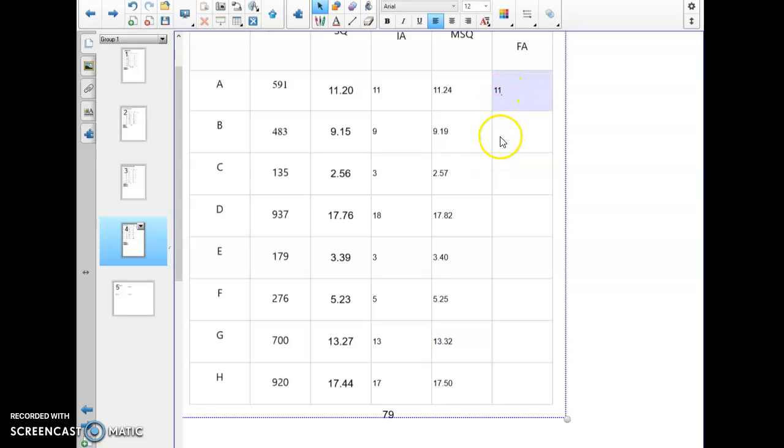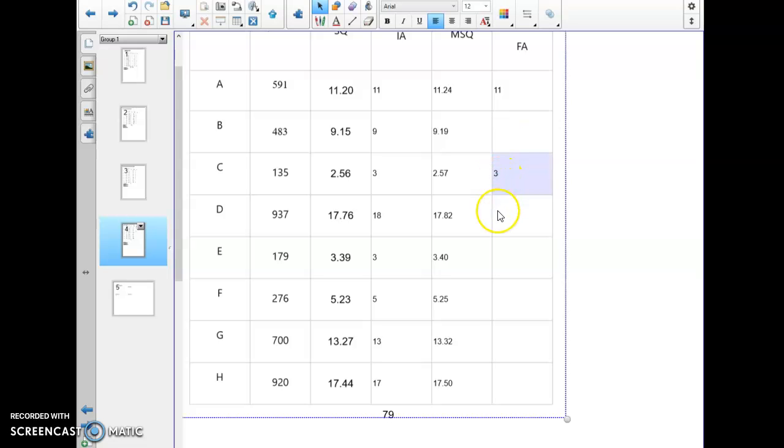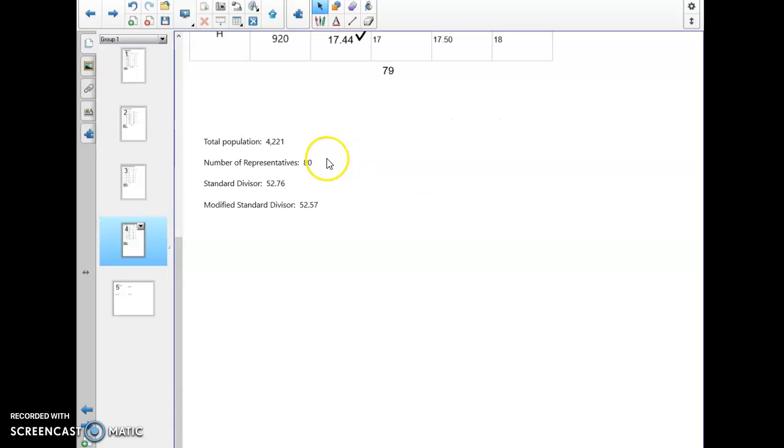We get 11. We get 9, which is 20. 3, which is 23. 18, which is 41. 3, which is 44, 5, which is 49, 13, which is 62, and 18, which gets me to 80. And that's my final apportionment for this Webster method.